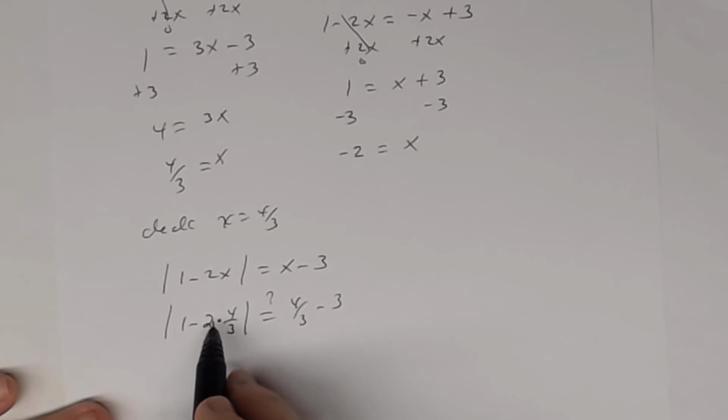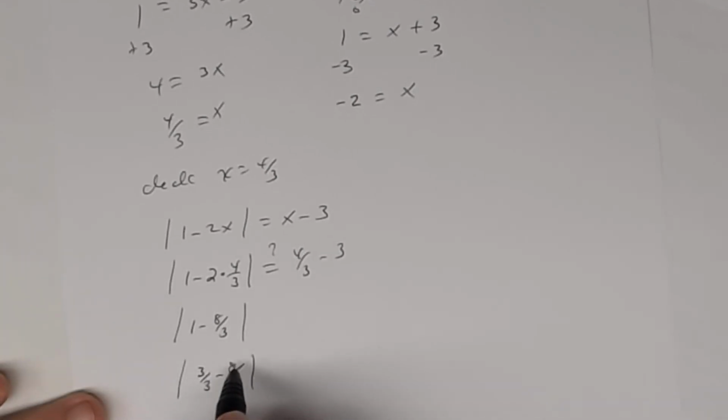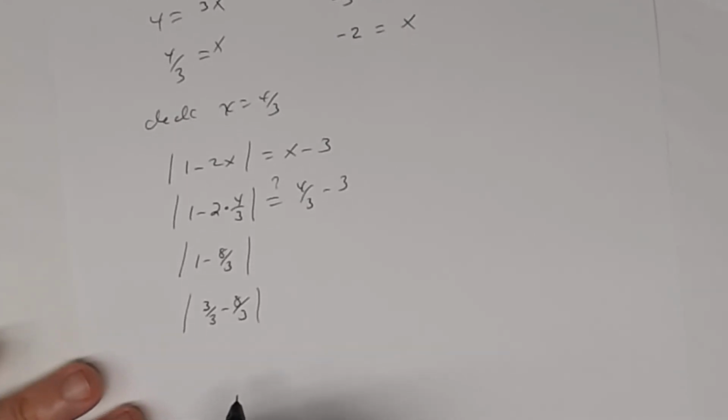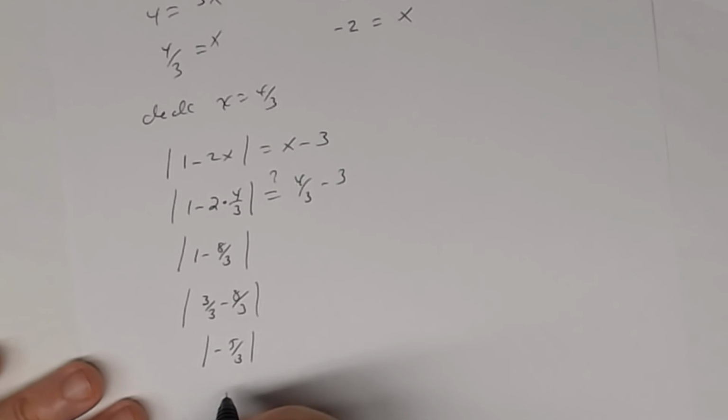Well, 2 times 4/3 is 8/3. So that's 1 minus 8/3. The LCD is 3, so I can rewrite 1 minus 8/3 as 3/3 minus 8/3. 3/3 minus 8/3 is a negative 5/3. And the absolute value of a negative 5/3 is a positive 5/3.